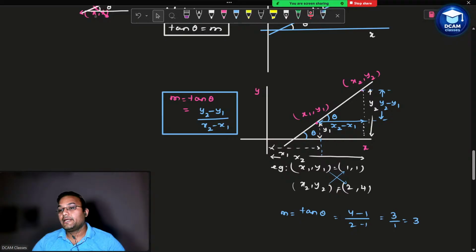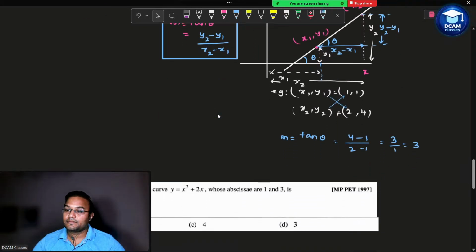Similarly, for the point x2, y2, this horizontal distance is x2, and for x1, y1, this horizontal distance is x1. Same construction as the earlier one. So this distance will be x2 minus x1, and this distance will be y2 minus y1. So easily you can find out tan theta. That's what the slope is. That is why the slope of a line having two points x1, y1 and x2, y2 is given by m is equal to (y2 minus y1) by (x2 minus x1).